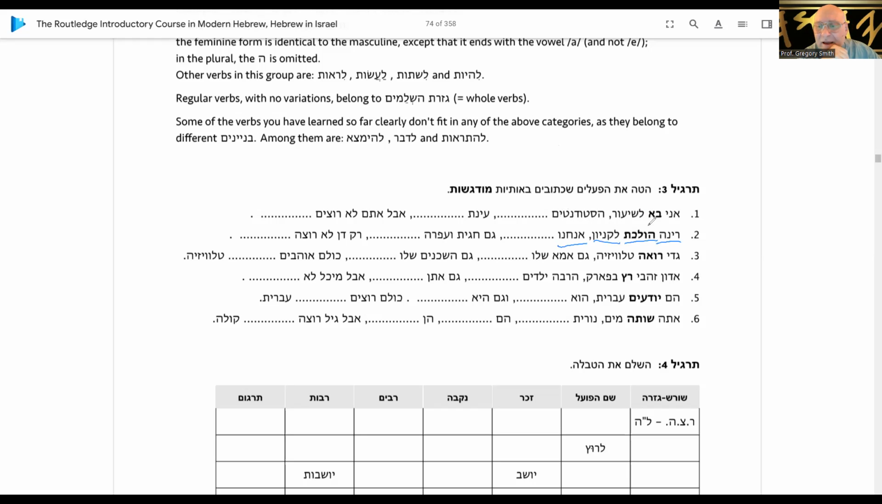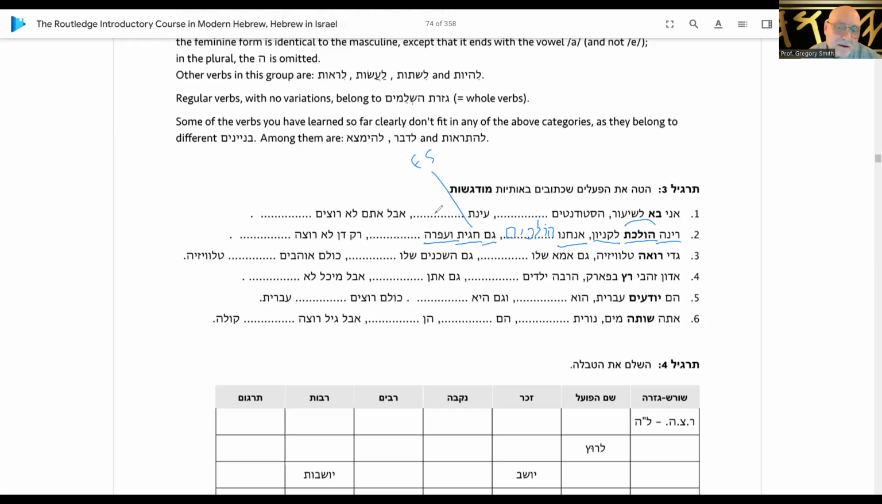Anachnu. I bet you it's going to be holchim. We are going. Anachnu holchim. Yeah, we're going, אנחנו הולכים. Okay, so we should have holchim here, with a lamed and a het, yod, and a mem. Okay, so anachnu holchim. Gam Hagit, that's a female singular.